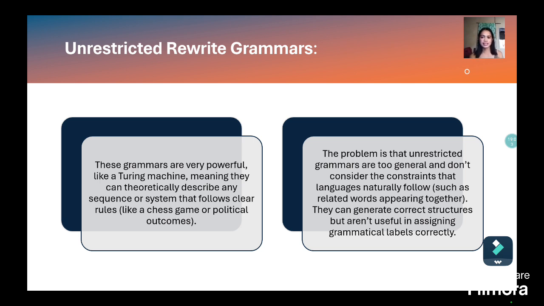Next, we're going to discuss the unrestricted rewrite grammar. These grammars are very powerful, like a Turing machine, meaning they can theoretically describe any sequence or system that follows clear rules, like a game or political outcomes. The problem is that unrestricted grammars are too general and don't consider the constraints that language naturally follows, such as related words appearing together. They can generate correct structure but aren't useful in assigning grammatical labels correctly.